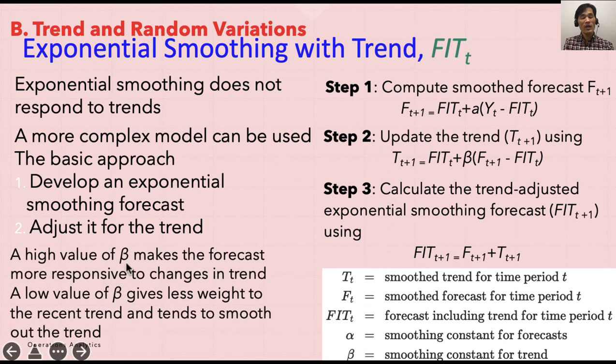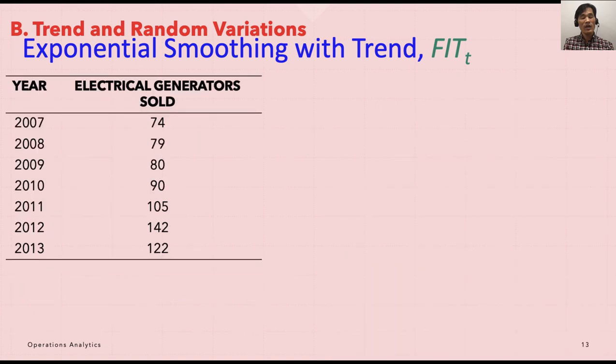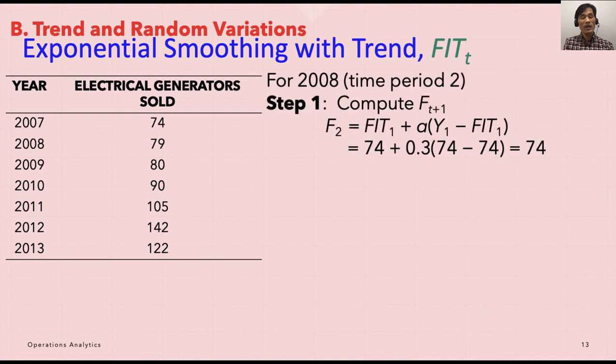So a high value of beta, just like alpha, makes the forecast more responsive to changes in trend. If the trend changes quickly, then you can make it high, and then it reflects the recent changes. A low value of beta gives less weight to the recent trend and tends to smooth out the trend. So let's take an example of this analysis.